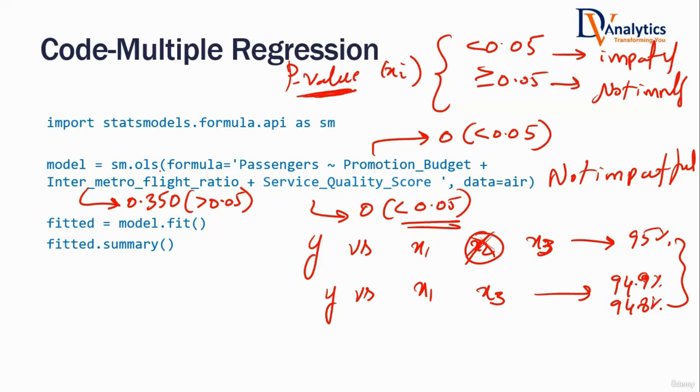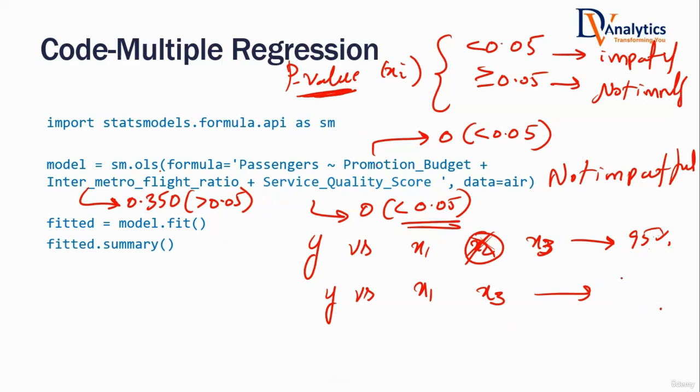Yes, sir. A small difference is fine, but it should not be like dropping from 95 to 90 or 95 to 80. That should not happen. Almost the same R square should be there. So do that experiment and tell me what is the R square value if you are using only promotional budget and service quality score, only those two variables.